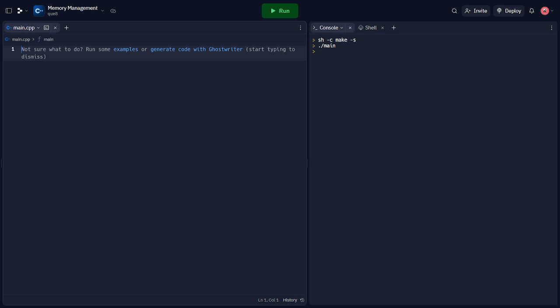In a C++ program, memory is divided into two parts, the stack and the heap. The stack is used for static memory allocation, while the heap is used for dynamic memory allocation. Let's see an example of how we use the stack for static memory allocation.